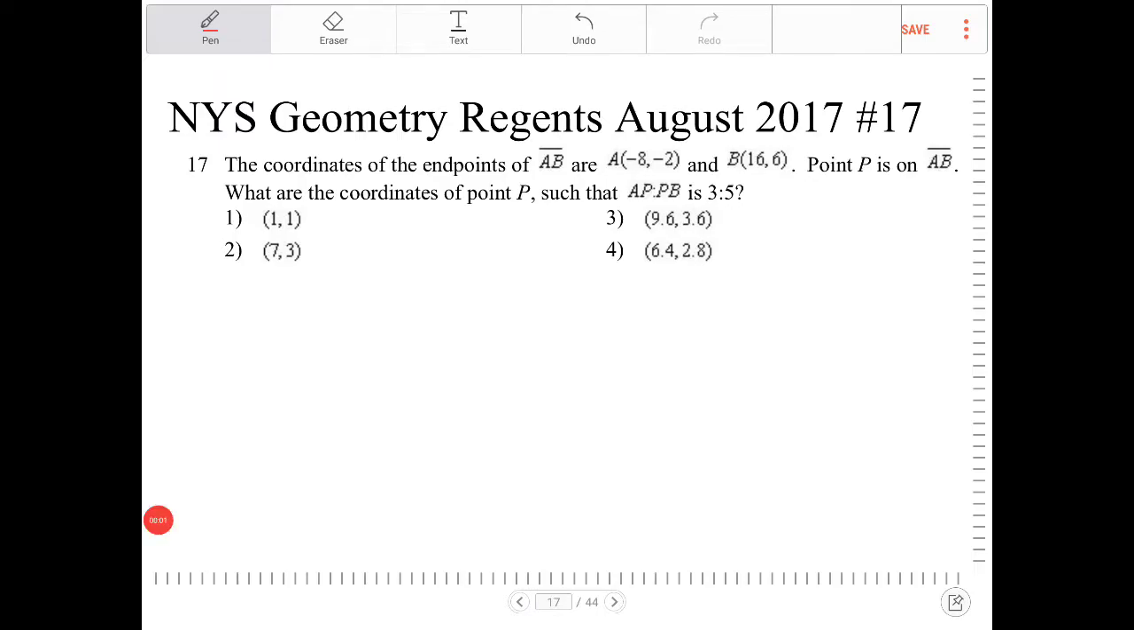The coordinates of endpoints of AB are negative 8, 2 and 16, 6. Point P is on AB. What are the coordinates of point P such that AP to PB is a ratio of 3 to 5?